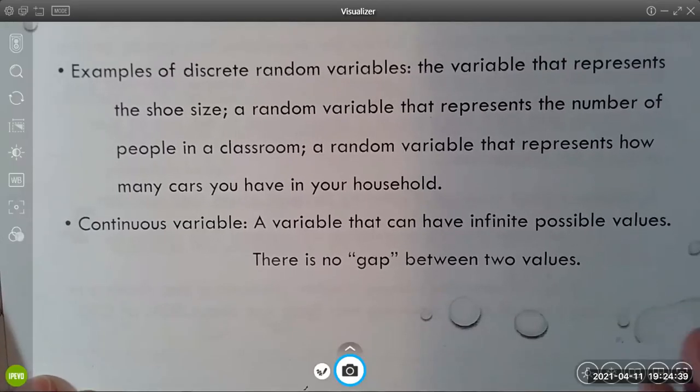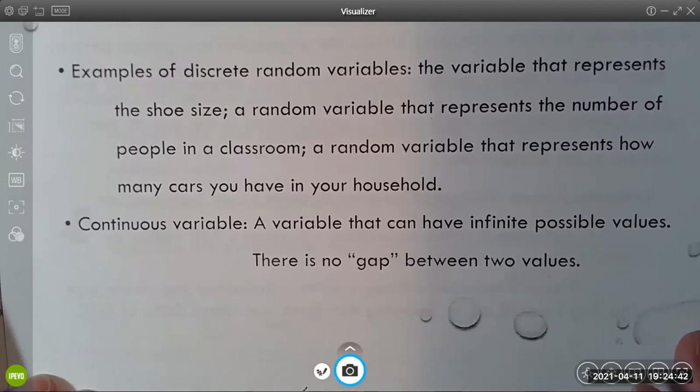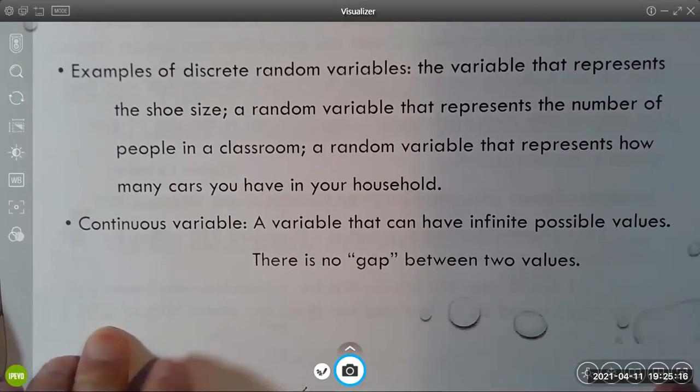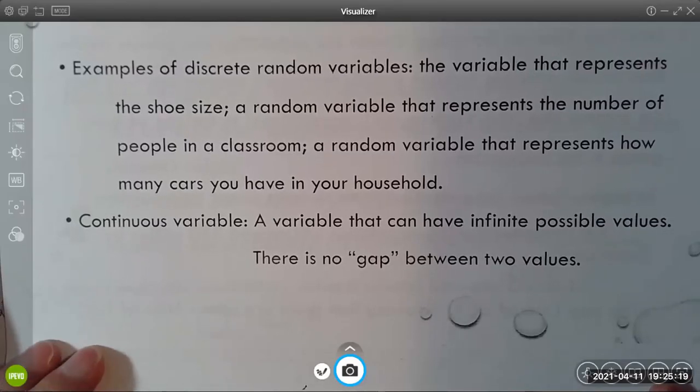It doesn't make sense. Now, another example, the third one, a random variable that represents how many cars you have in your household. Again, no matter how many, just a few possible numbers. Maybe you have 0 cars, maybe 1, maybe 2, maybe even 5. For car collectors, maybe that person has 1,000. No matter what, you just have a few possible numbers for this variable to take. Plus, you cannot insert a number between two whole numbers, like I have 1.25 cars. That's totally insane. Okay, you get the idea of what a discrete random variable is.